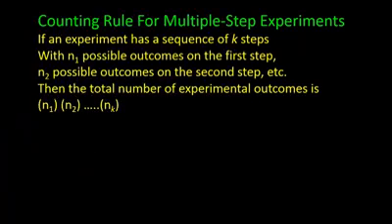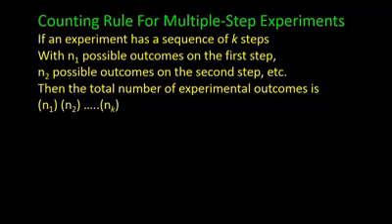Here is the counting rule for multiple step experiments. If an experiment can be described as a sequence of k steps with n subscript 1 possible outcomes on the first step and n subscript 2 possible outcomes on the second step and so on, then the total number of experimental outcomes is given by n subscript 1 times n subscript 2 all the way out to n subscript k, k being the number of steps.